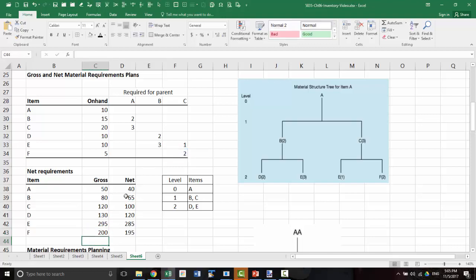So this gives us a schedule of the net requirements. But of course, some of these items may have different lead times. So the net requirements themselves may vary when you bring in lead times. That we will do next.